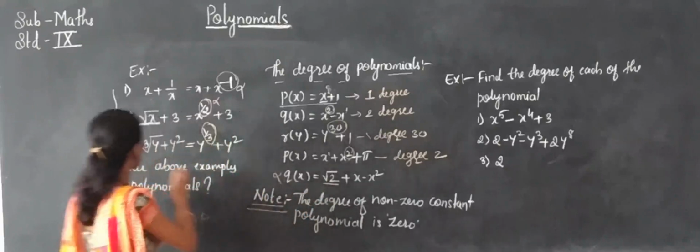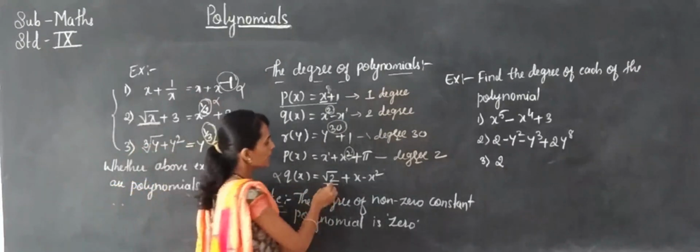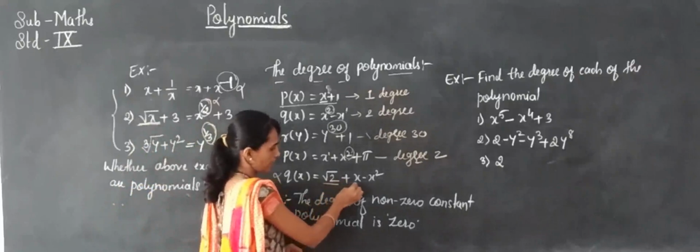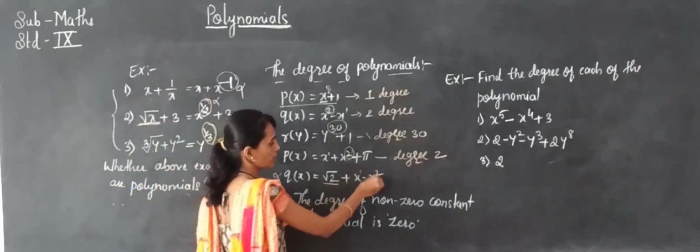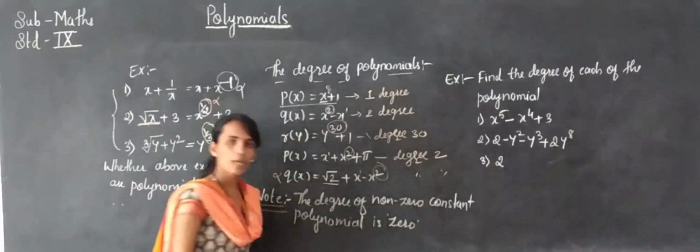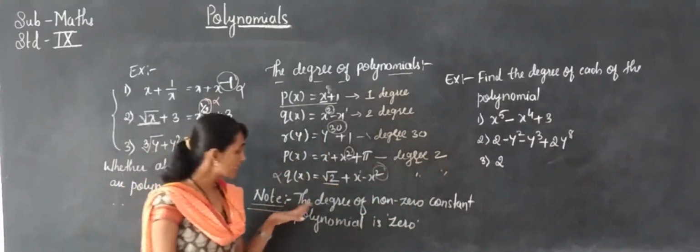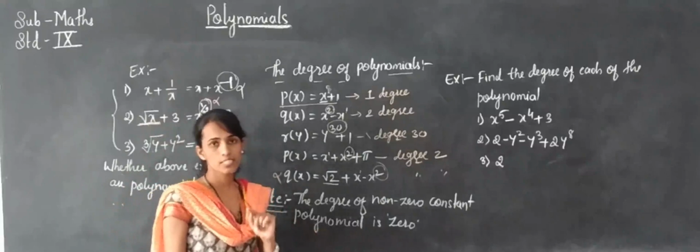The only thing is that the variables must not have roots. So here x root 2 plus x minus x square, and the highest degree is 2. So again the degree is 2. It is a second degree polynomial.